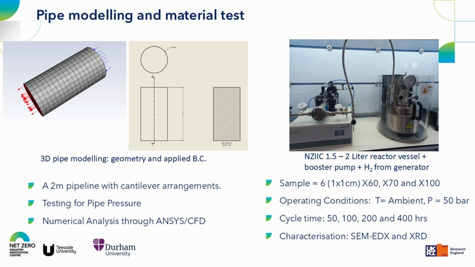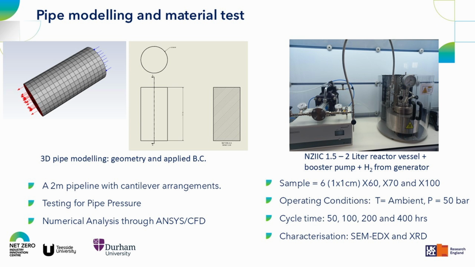For the sampling, 6 samples have been prepared with the dimensions provided here, 1 by 1 centimeters, and the strength grades of these pipes are X60, X70, and X100.